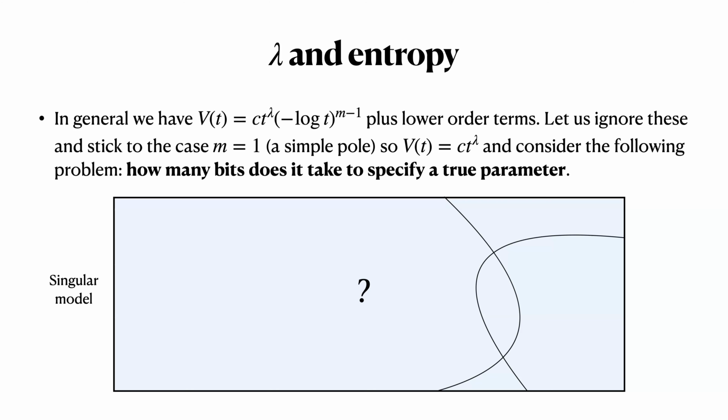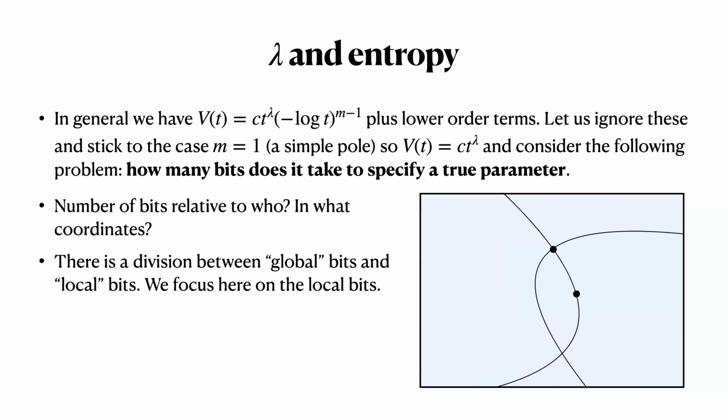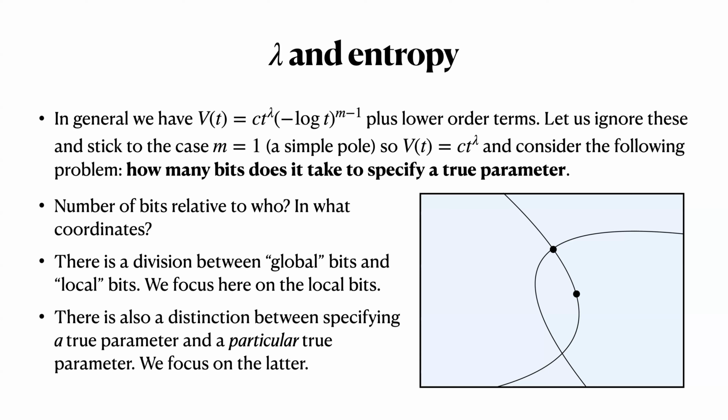Do I mean specify our true parameter, or the true parameter, or a particular true parameter? I have to ask number of bits relative to who and what coordinates, right? Of course, the number of bits it takes to specify also depends on the coordinate system you're using. That's a constant, so we don't usually worry about it. So that's not an issue, but there is a difference between the kind of information that's tied up in the RLCT, which is about what you might call local bits, and more global bits.